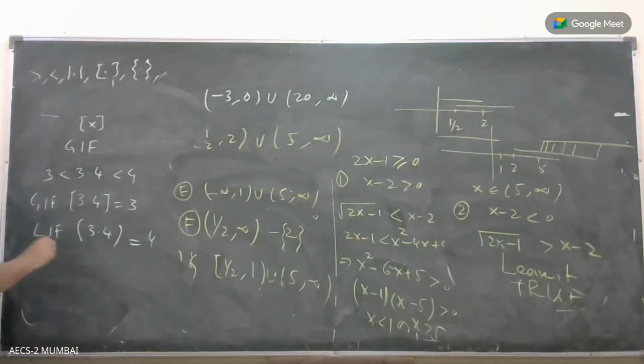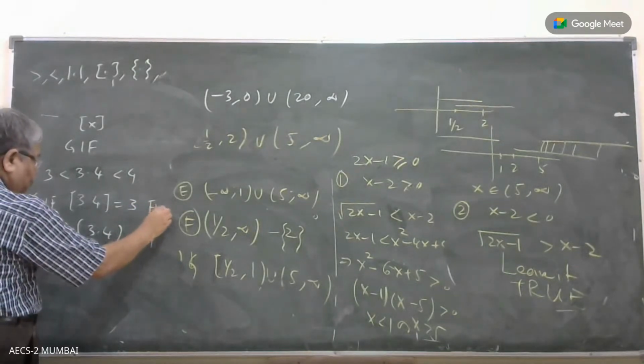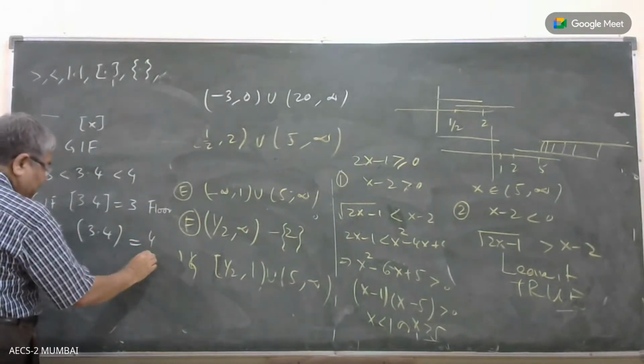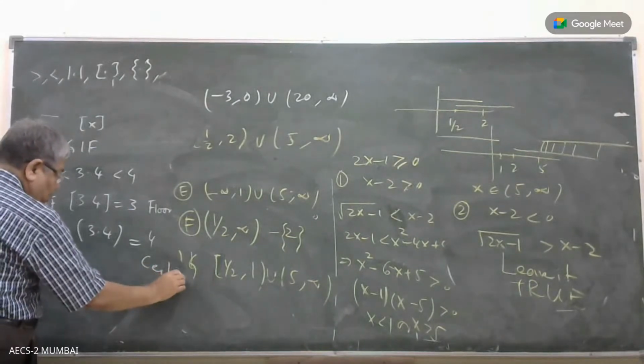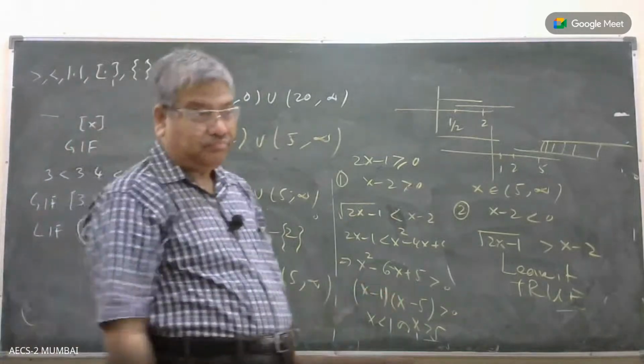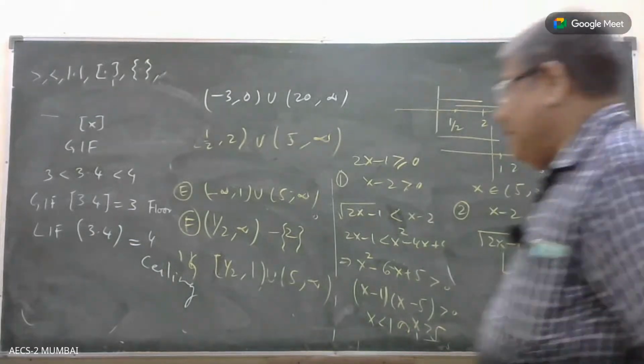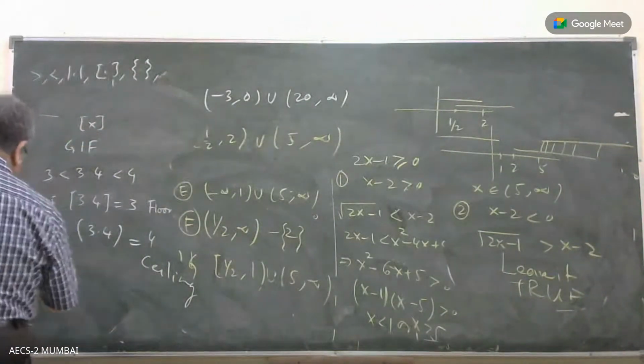And this is also called floor. This is called floor function. This is called ceiling. Ceiling and floor. We are in between them. So for 3.4, the ceiling is 4 and floor is 3. Correct? And this is called fractional part.